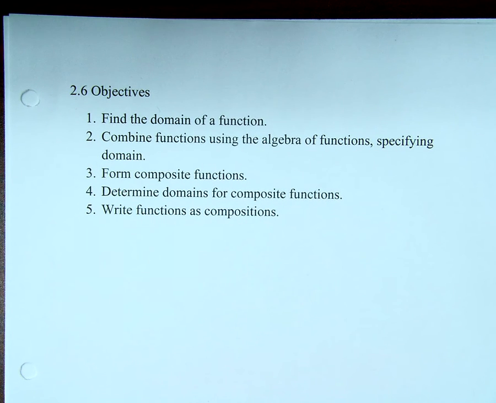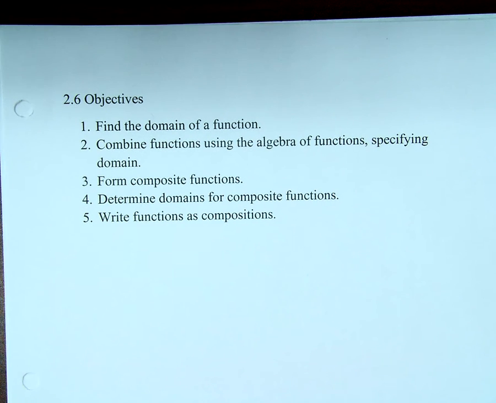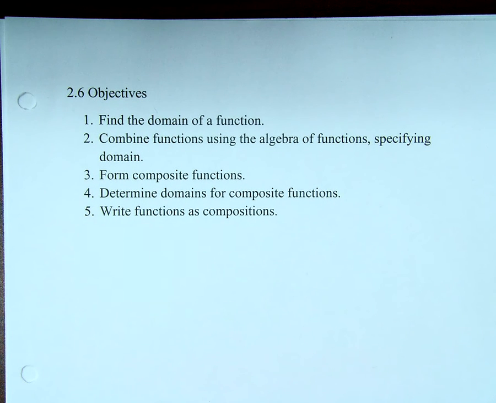2.6 talks about composite functions. Here are our objectives for 2.6. First of all, find the domain of a function. Second, combine functions using the algebra of functions, specifying the domain. Once we get the first part, the second part should be okay. Number 3, form composite functions. Number 4, determine domains for composite functions. And number 5, write functions as compositions.